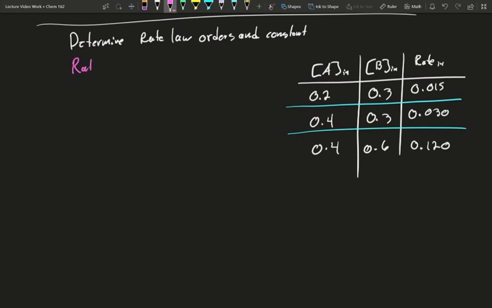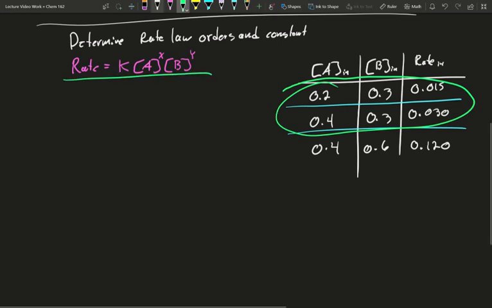Remember that our rate is equal to the K, the concentration of A to its exponent, concentration of B to its exponent. We need those exponents to find those orders. Well, one thing we can do is relate two different runs. So let's look at our first two here. B is kept constant. A alters and our rate alters. I can compare both of these. I can relate them to one another.